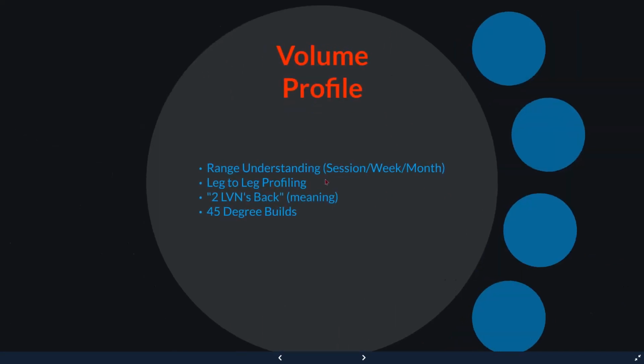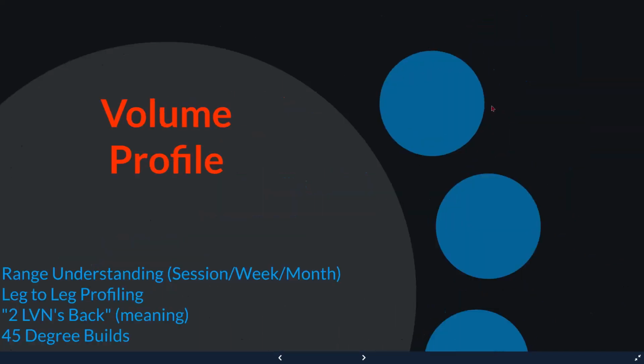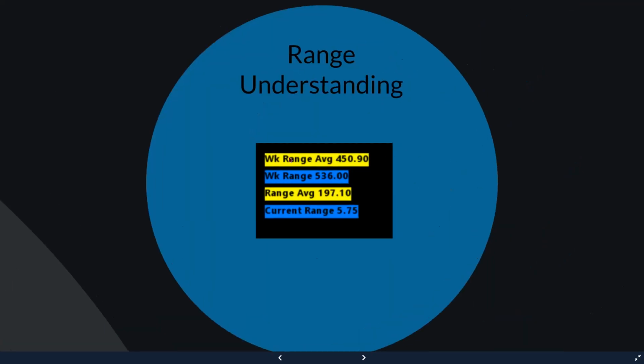Range understanding: session, week, and month. So here I have a graphic of something that sits up in the corner of my screen. I want to know the weekly range average. I want to know the current weekly range. I want to know the daily range average. I want to know the current day's range. And this is all price based, but how does that help me here?